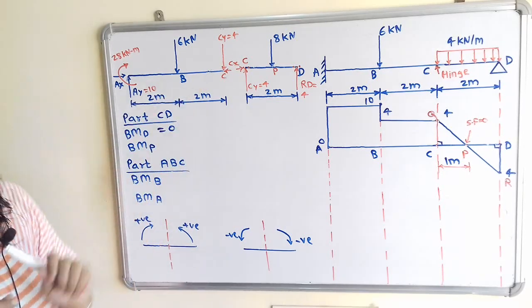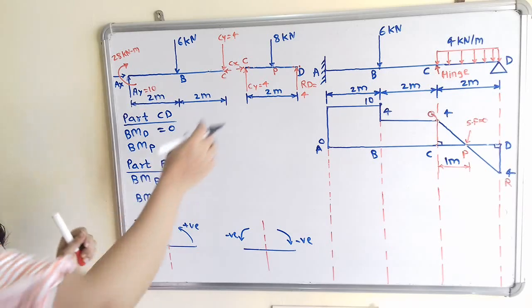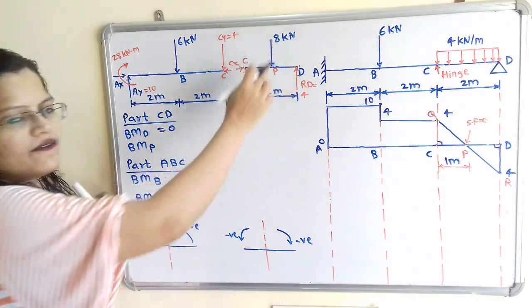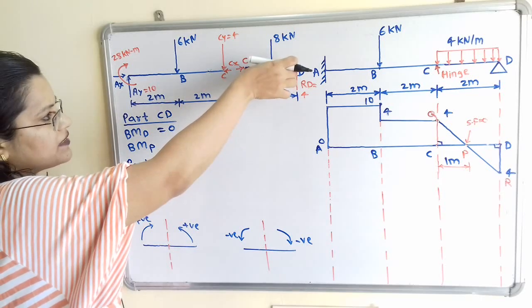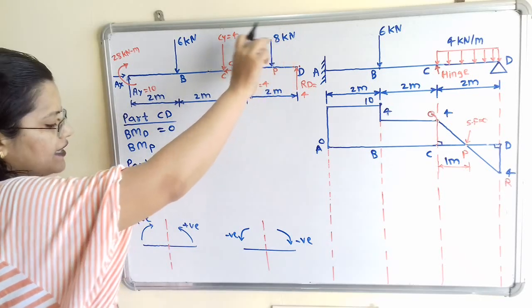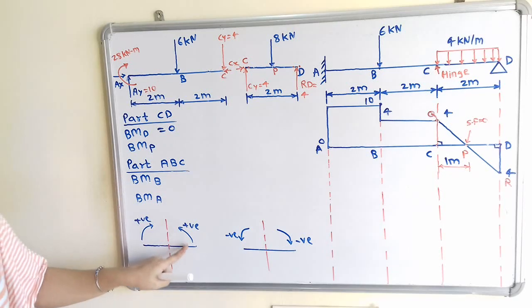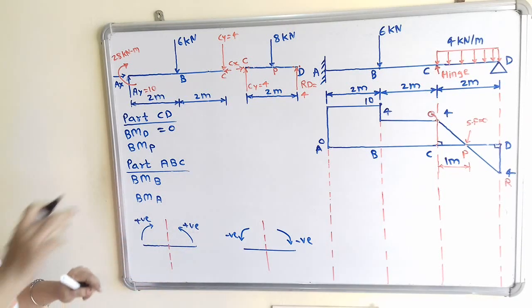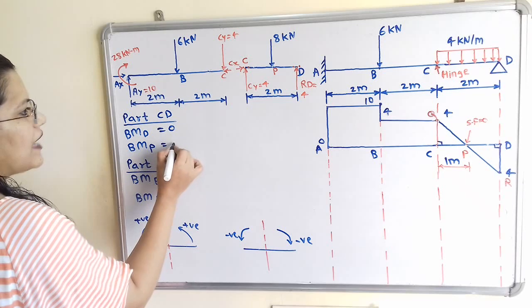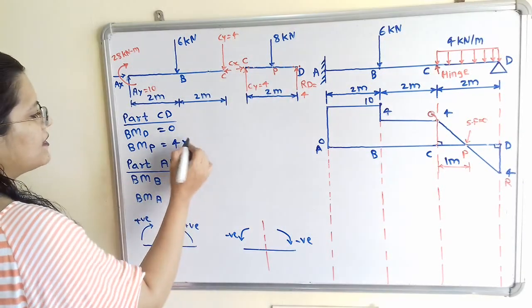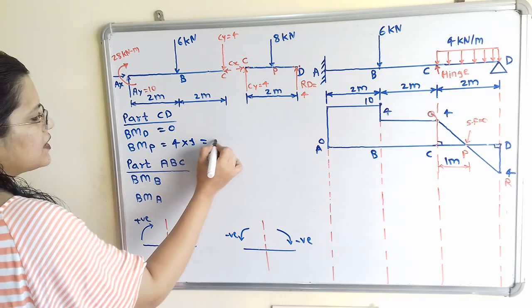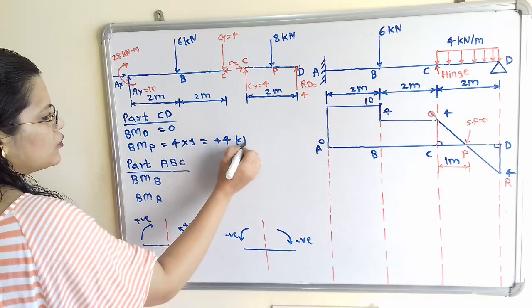Then bending moment at point P. So on right hand side there is only one force which is in upward direction. So if I move the compass about point P in upward direction, then there is anti-clockwise direction. So use positive sign. So how to calculate this? 4 multiplied by this distance in between P and D, that is 1. So it is equal to plus 4 kilonewton meter.